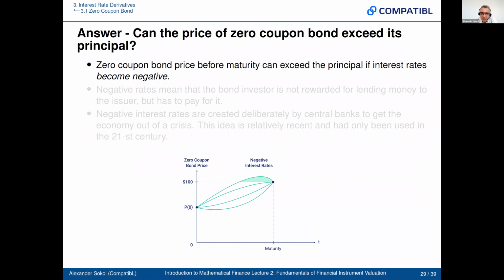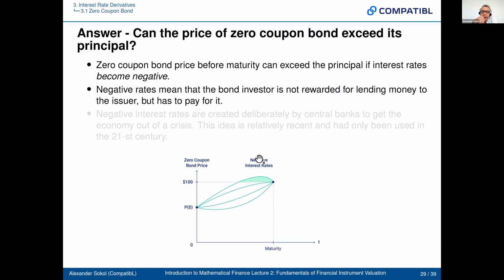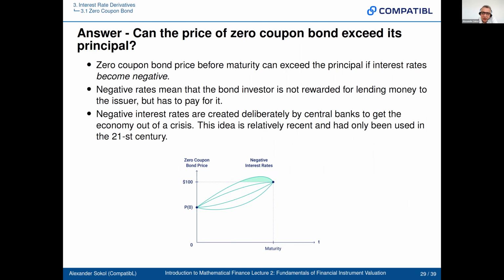But since then, our central bankers have decided that negative interest rates is a thing, and that they're appropriate in certain situations. I'll talk about it a bit later. And what does a negative rate mean, right? It means that bond investor is not rewarded for lending money to the issuer, but has to pay for it, right? And the reason they exist is because negative interest rates are created deliberately by central banks to get the economy out of a crisis. So the idea is relatively recent.